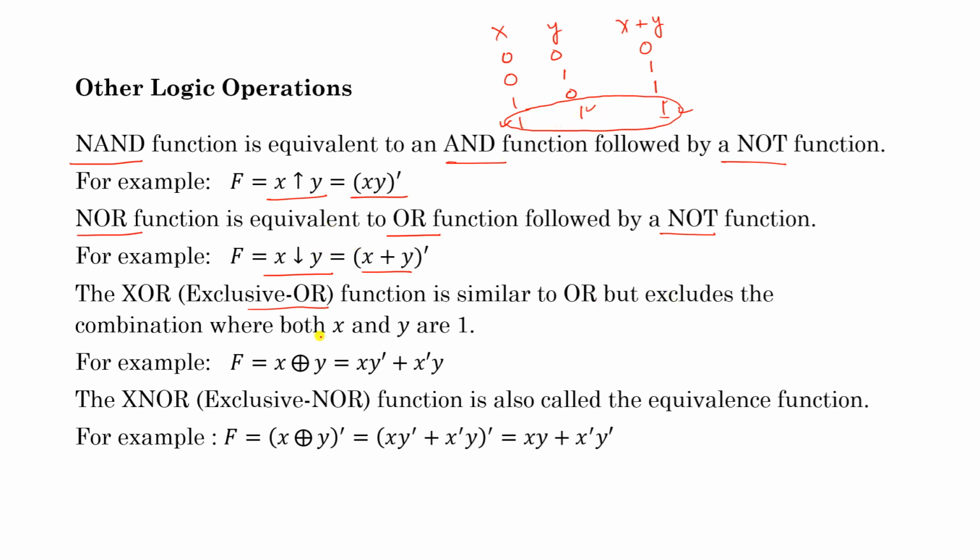So this excludes the combination when both x and y are 1. If you write the truth table for exclusive OR, then we will write 0 here. All these conditions will remain the same, but this case will be excluded. So the expression for this we can write in this way: x y dash plus x dash y. Next one is XNOR, exclusive NOR. Basically this is the complement of XOR. So if you find the complement of this one, you can write it in this way: xy plus x dash y dash.